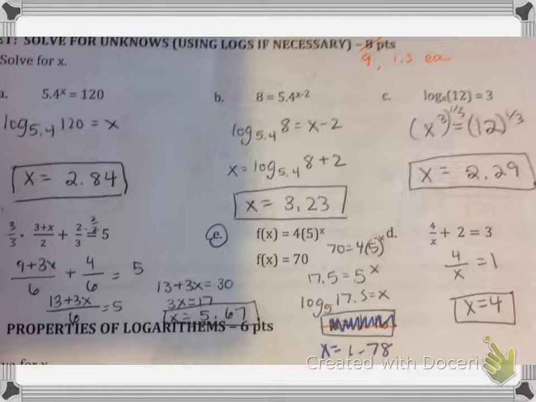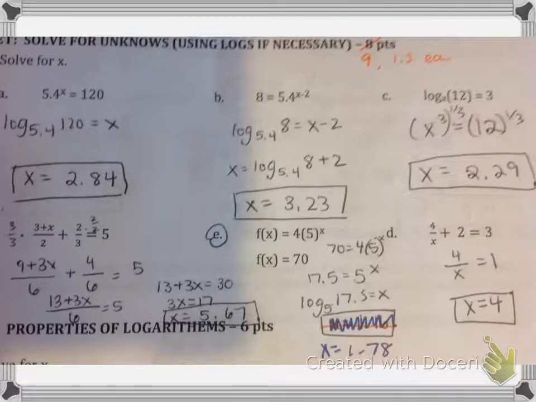Next, this one, I had to turn into exponential form first before I solved it. So I took this first log equation and turned it into x cubed equals 12. Then, to solve for x, I took the cube root of both sides, so I raised them both to the 1/3 power, and I ended up with x equals 2.29 for letter C.